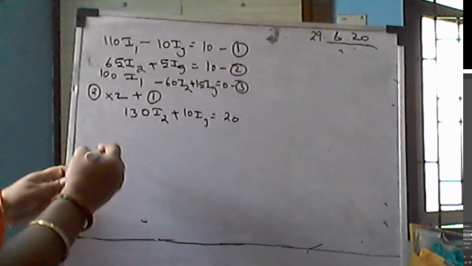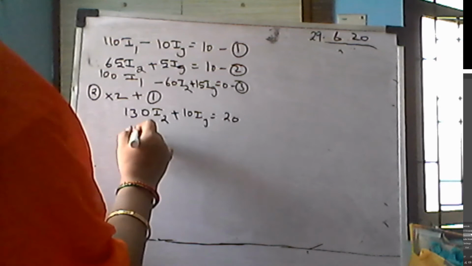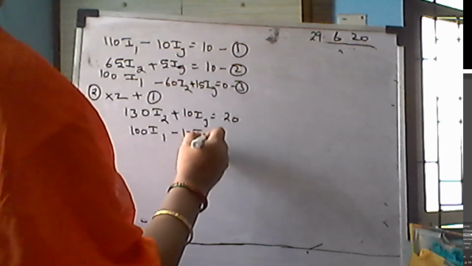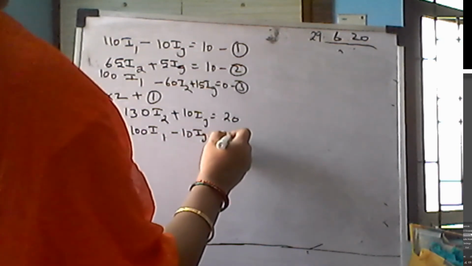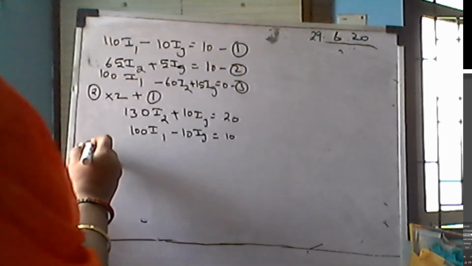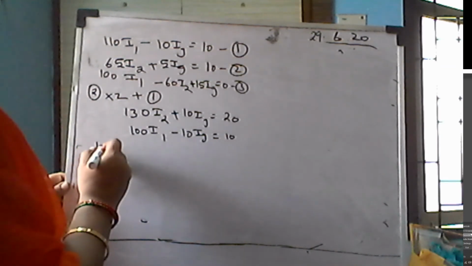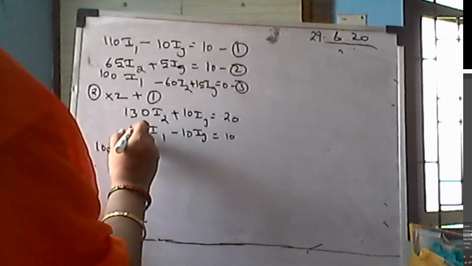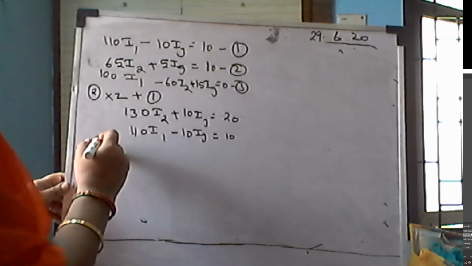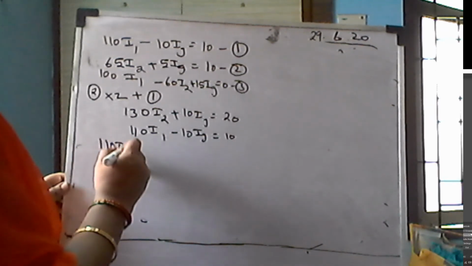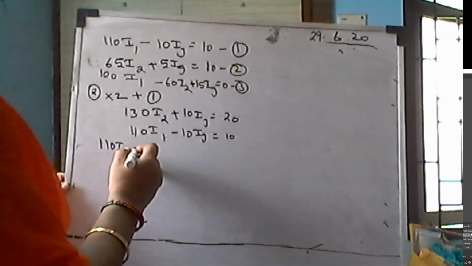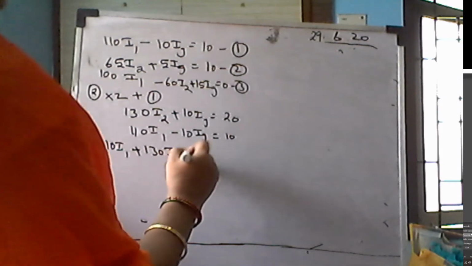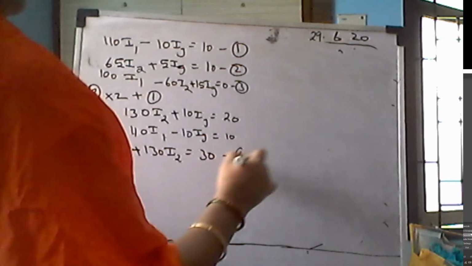Then here you will be getting 100 I1 minus 10 Ig is equal to 10. So you will be getting the equation: Ig cancels, 110 I1 plus 130 I2 is equal to 30. This is another equation, the fourth equation.